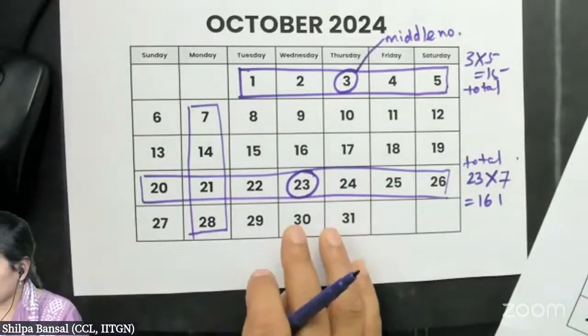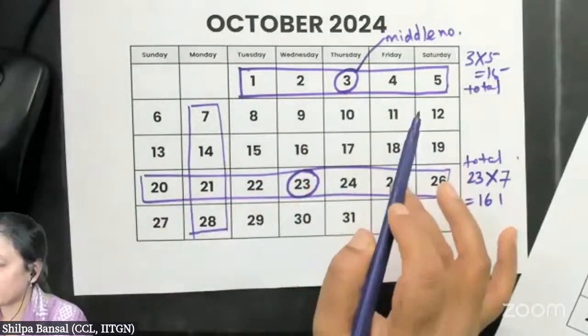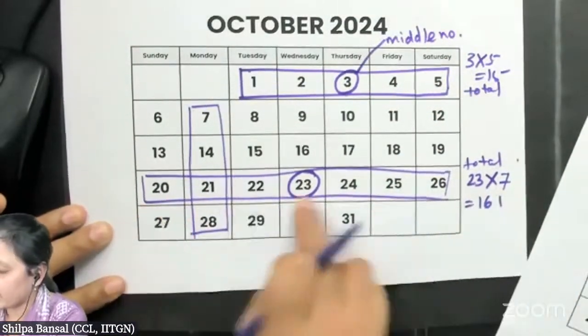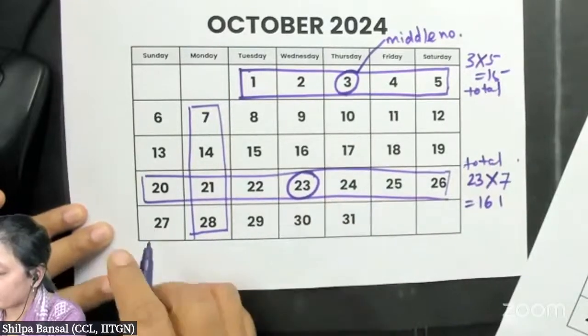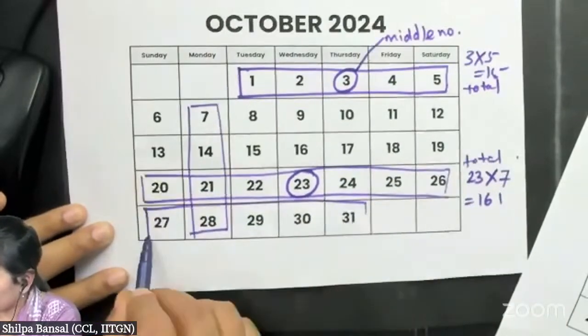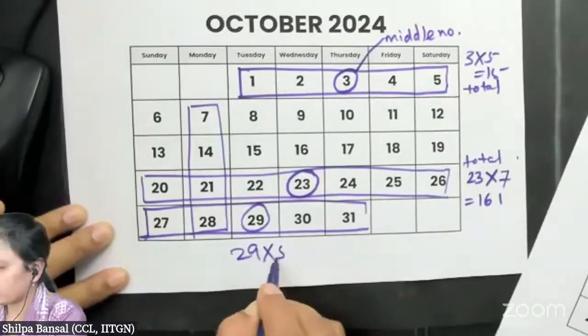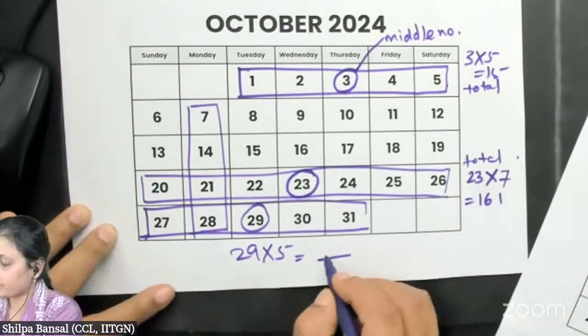Middle number times how many numbers are there. Okay, middle number into how many numbers are there. Here are 7 numbers. Here are 5 numbers. If I do this one, it is 29 times 5. The total will be something, just 0.45.